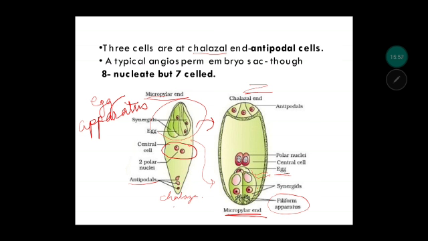So this is the embryo sac of a typical angiosperm, which is 8 nucleated but 7 celled. How 7 celled? See, 8 nuclei are there, that is clear. 3 cells over here, 1, 2, 3. The 4th cell is the central cell with the polar nuclei. 5th is the egg cell, 6th is a synergid and 7th is another synergid. So there are 7 cells but 8 nuclei. Clear?